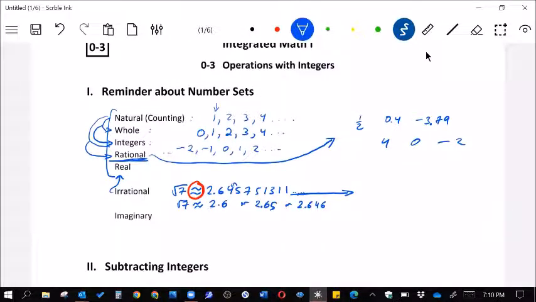Imaginary numbers, those are the numbers that don't actually exist, but we still use them in different things. And primarily, this is square root of -1.